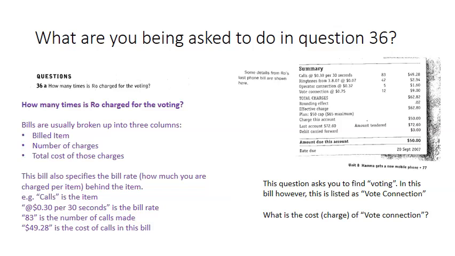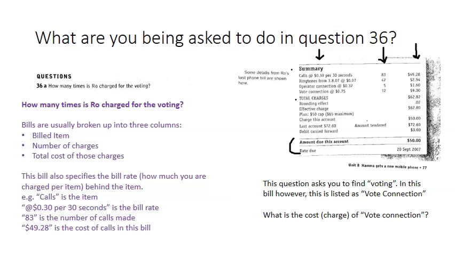Okay, question 36 asks how many times is Rose charged for voting? Well, if we look at these bills, they're usually broken up into 3 columns. So over here you've got the billed item. Here you've got the number of charges. And over here you've got the total cost of those charges. You'll see that there's 2 parts here too. There's the summary and there's the total charges down here. And this last little bit here tells you about the amount that's due and the due date.